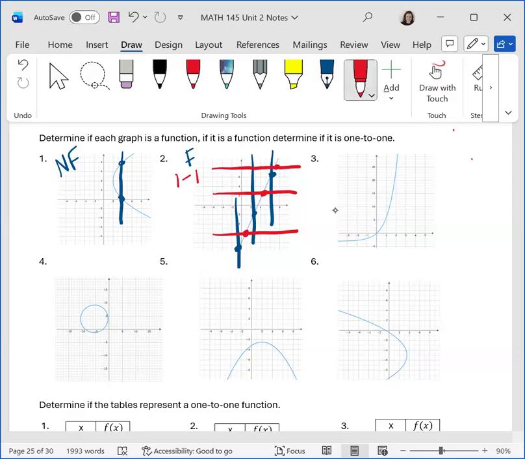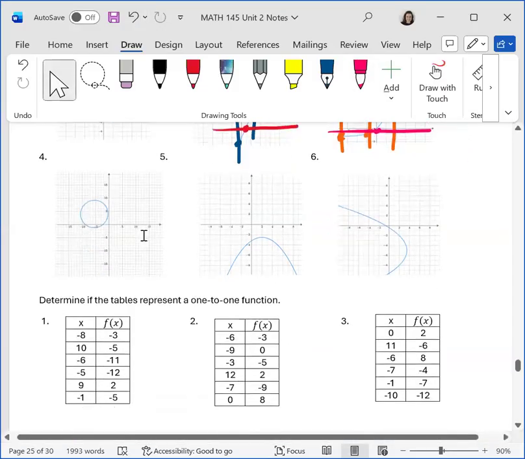Okay, number three, I am going to first test if it's a function. Placing those vertical lines, I can see that the relation is only intersecting in one place on each vertical line. Therefore, this relation is a function. Now I'm going to test the horizontal lines, and I see that they also just intersect in one location. Therefore, this function is one-to-one as well.